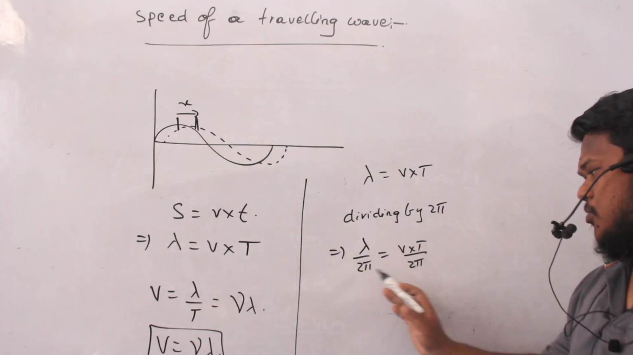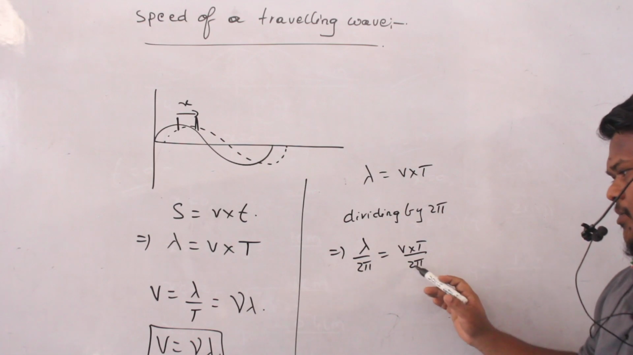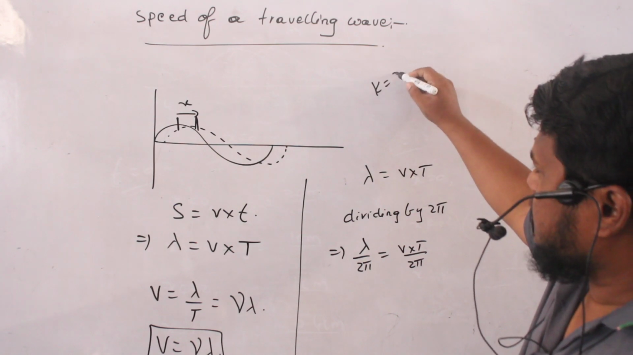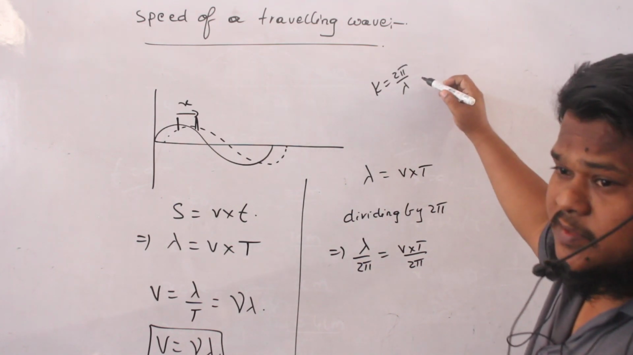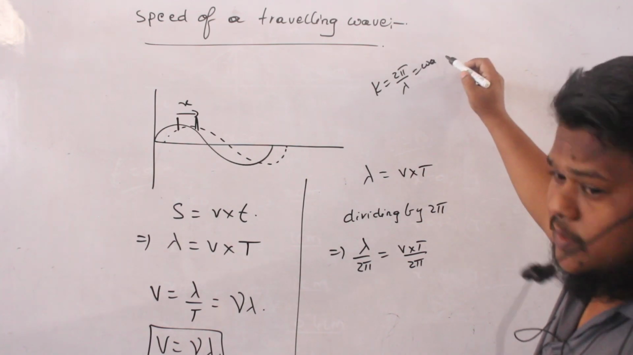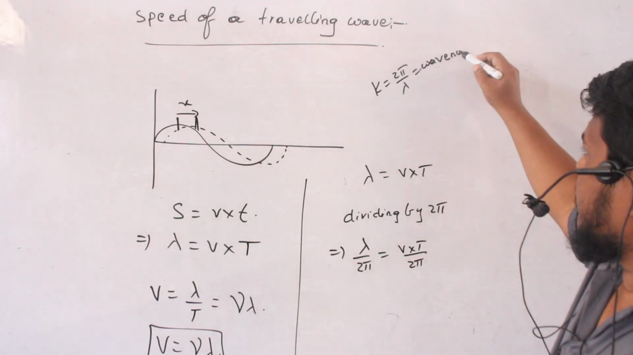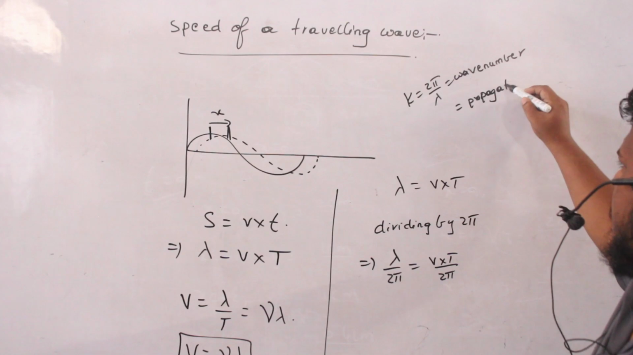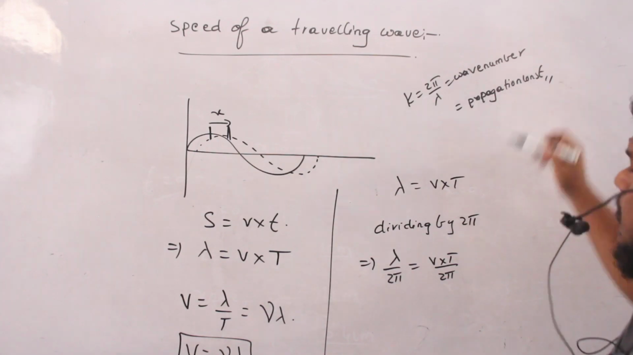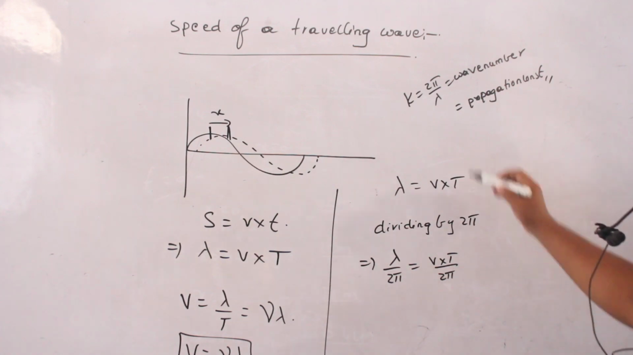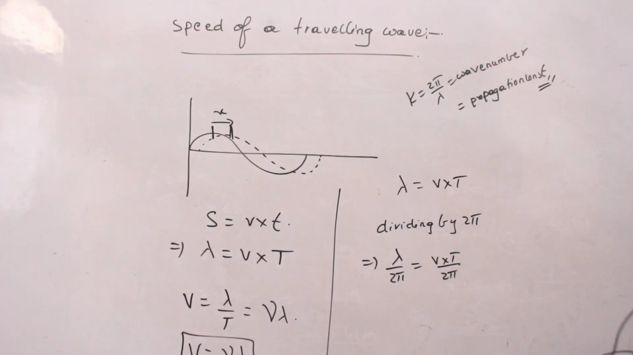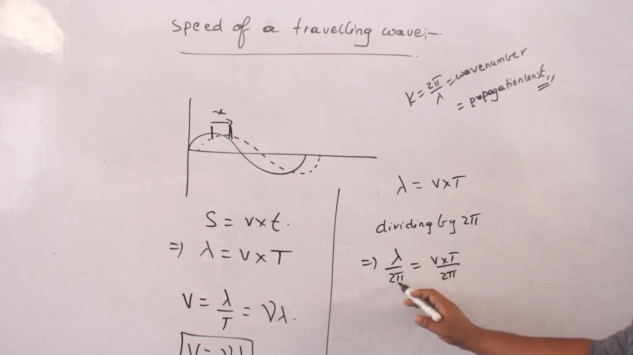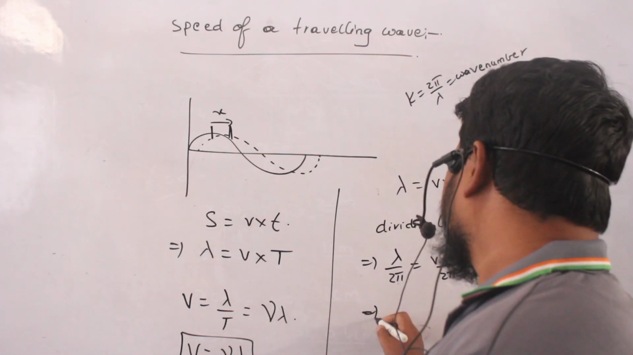Now the question is, what is meant by lambda by 2 pi in this condition? Already we have studied that k is equal to 2 pi by lambda, which is called the wave number, or you can also call it the propagation constant. So k is equal to 2 pi by lambda, but here in the given relation we have lambda divided by 2 pi. Therefore lambda divided by 2 pi is nothing but 1 by k.